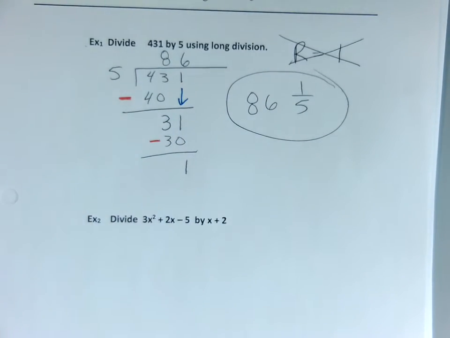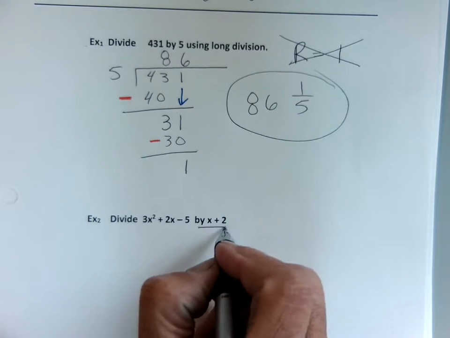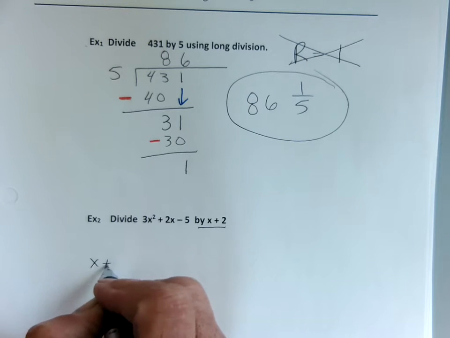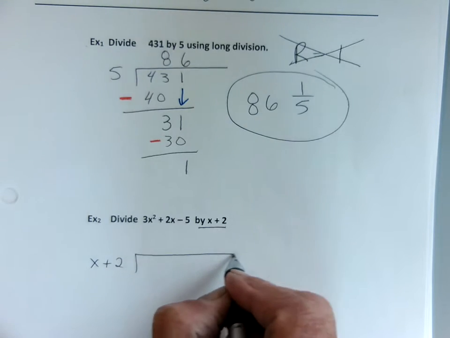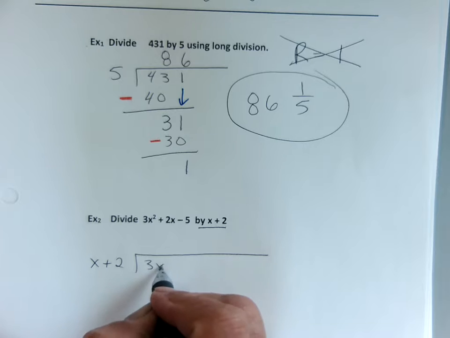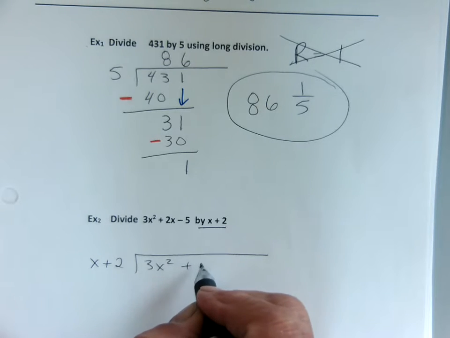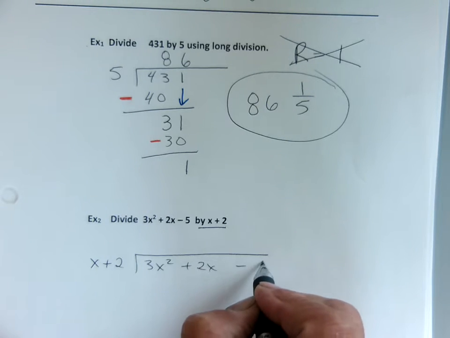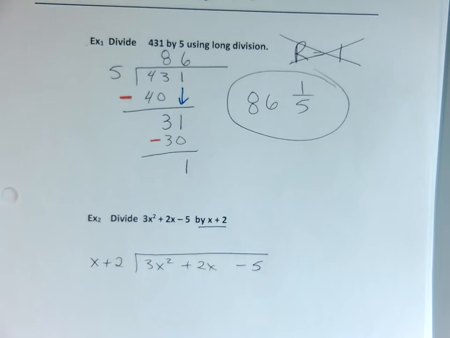Okay, so let's set up the next one. I'm going to go slowly. You have to pay attention. So we're going to take x plus 2, divide it into 3x squared plus 2x minus 5. Okay, set up the problem just like long division. Okay, write that down.